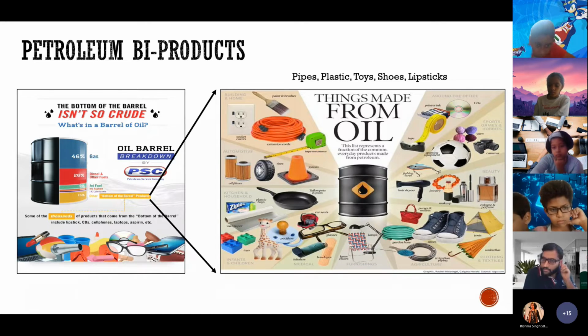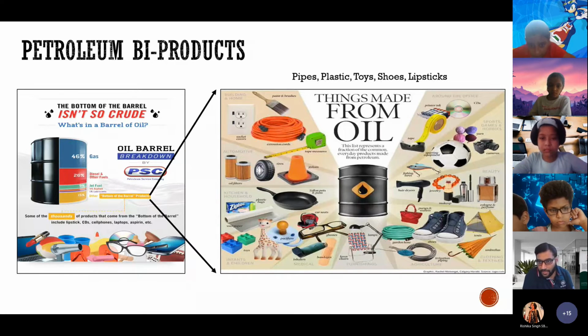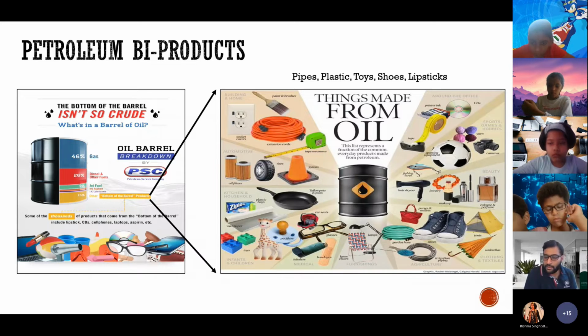All these are forms of carbon. Oil and gas is pretty much a form of carbon. The CDs that you use and many more. Wherever you think carbon can be used, the raw material is oil and gas. Any questions from anyone?